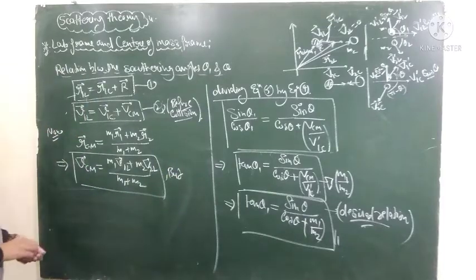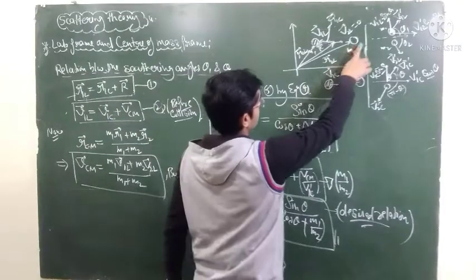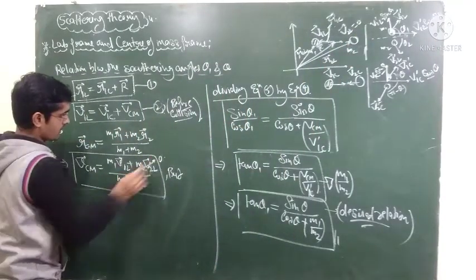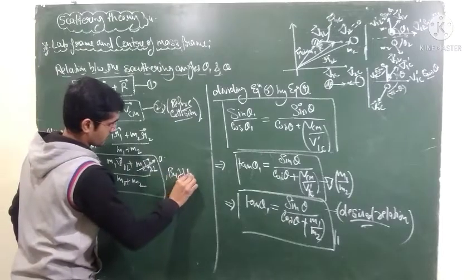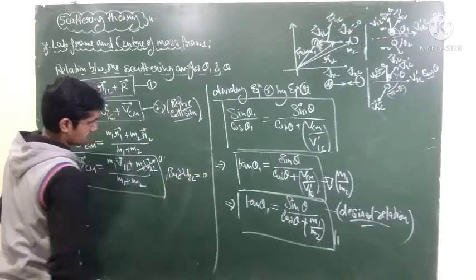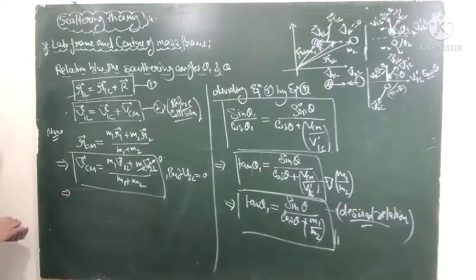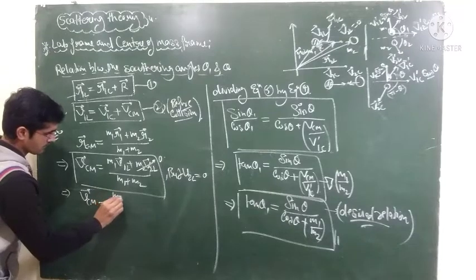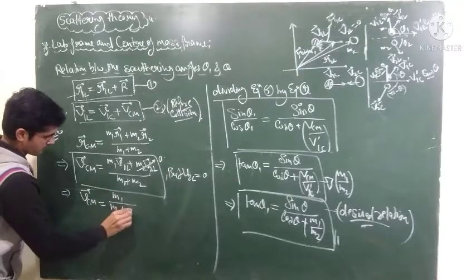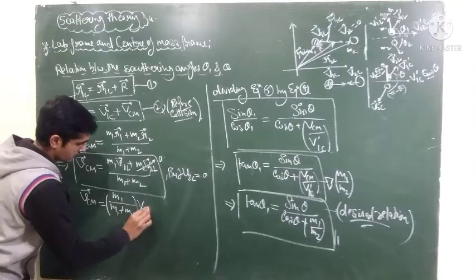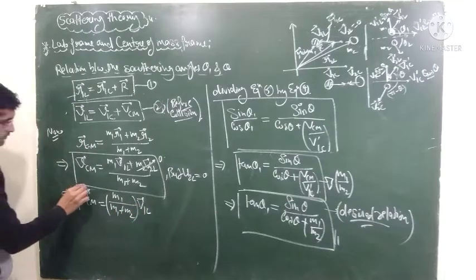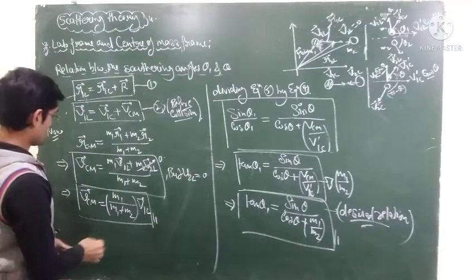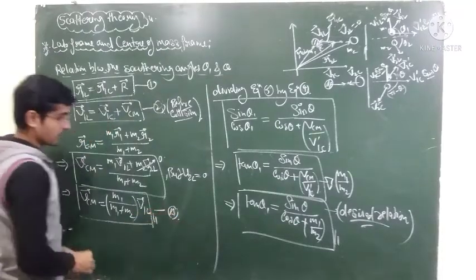But we know in the lab frame, the velocity of the second particle initially is 0. So this particular quantity is 0, right? So v2l is 0, and therefore this equation will be like vcm is equal to m1 over m1 plus m2 into v1l, the velocity of particle 1 with respect to the lab frame. So this is a very important equation. So let me write it as equation number A, right?